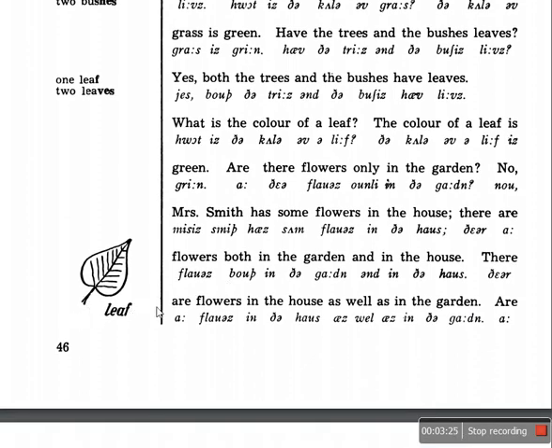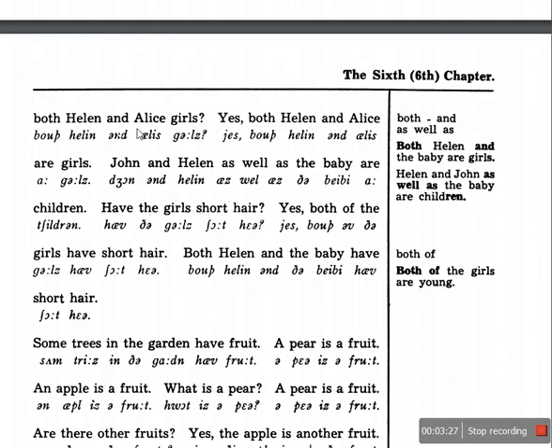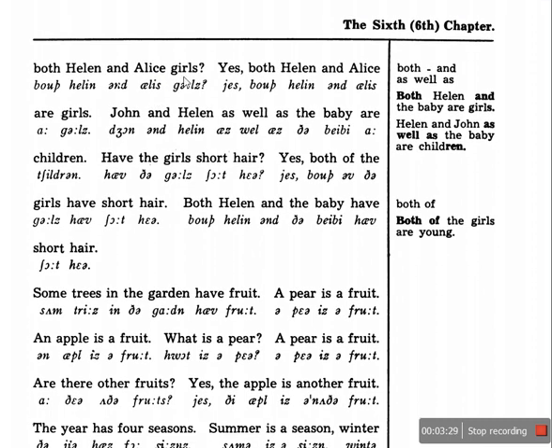That's a leaf here. Are both Helen and Alice girls? Yes, both Helen and Alice are girls. John and Helen, as well as the baby, are children. Have the girls short hair? Yes, both of the girls have short hair. Both Helen and the baby have short hair.